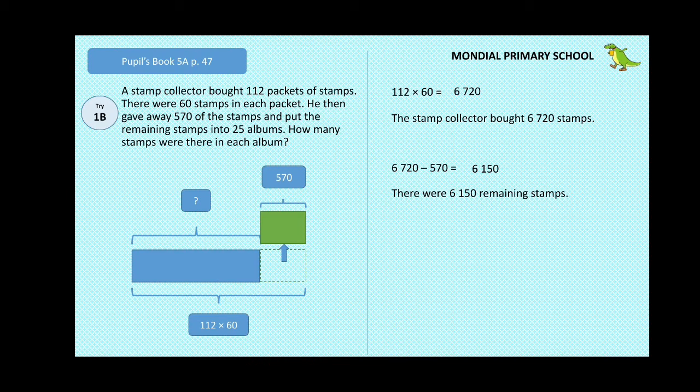What can we do to find it? Amazing. Divide. So 6,150 divided by 25 is equal to 246. Well done. Write the sentence. There were 246 stamps in each album.